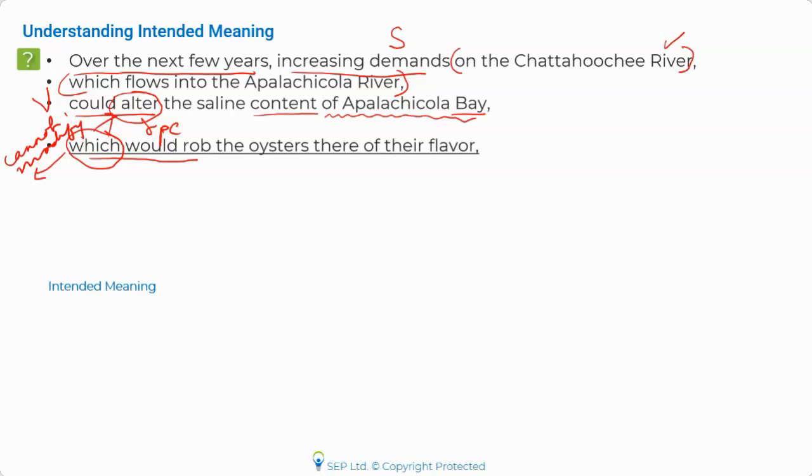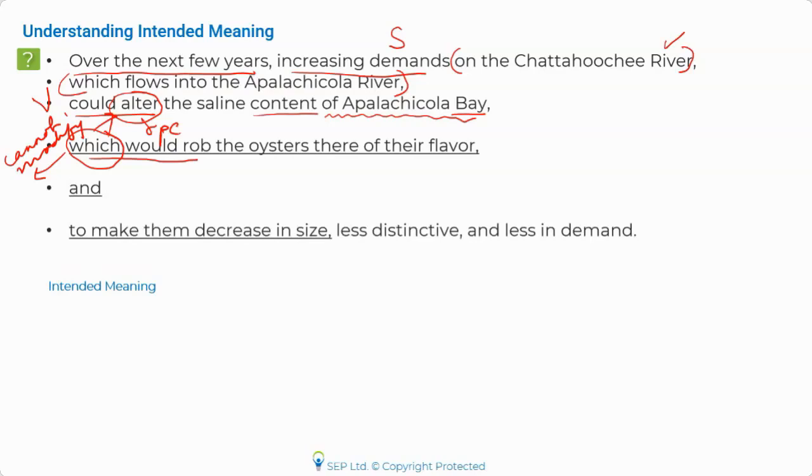All right. So, but we know that we need to have a verb modifier here, possibly something like, which could alter the content, robbing the oysters there of their flavor. And to make them, so which would rob the oysters, so this altering the saline content would rob the oysters of their flavor and would make the oysters decrease in size. So this is not parallel for obvious reasons. Would make the oysters go small in size, less distinctive and less in demand. So this make them is not parallel to these two, not parallel here also.